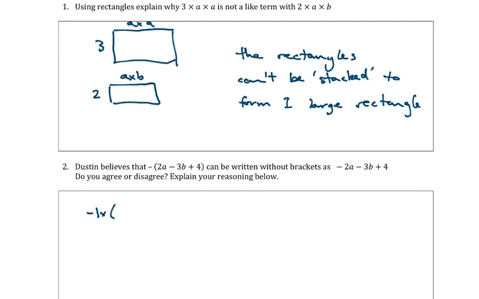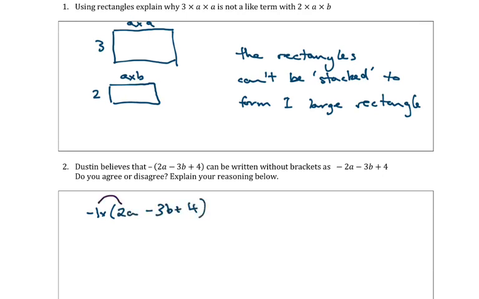So this guy, Dustin, believes that negative brackets 2a minus 3b plus 4 can be written without brackets as the following expression. So he's basically expanded this bracket and he's come up with this expression that doesn't have brackets. Is he correct or not? And so he's not correct. And one way to explain it is to again write the negative sign as negative 1 times this bracket.